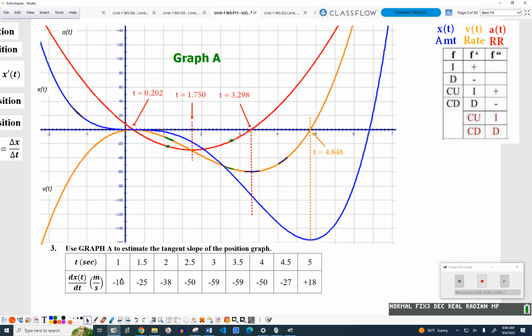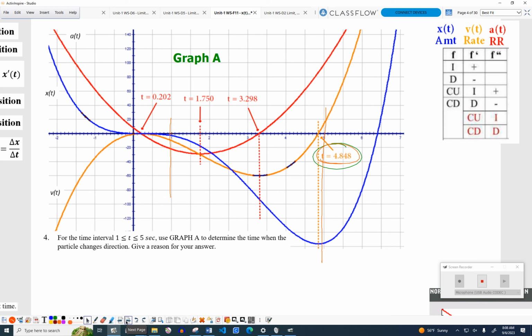Anybody else? Please. So finding when the particle changes direction, why do we use the velocity graph and not the position? You can use either one, technically. On the AP test, it's much more common to have you use the velocity graph. But you can determine if the particle's changing direction by looking at the position as well. They just more frequently will ask you to do it using the velocity.